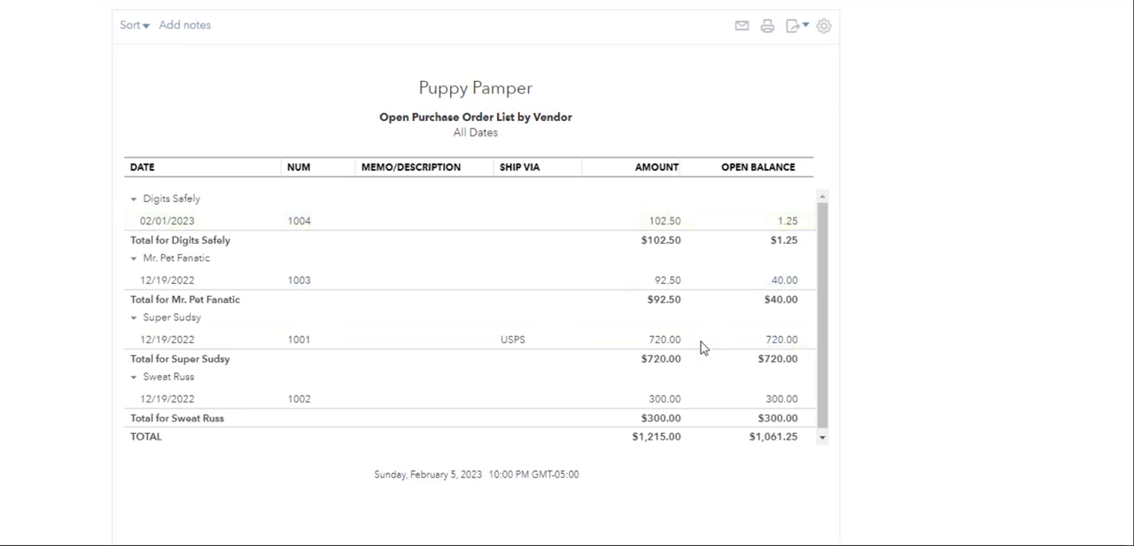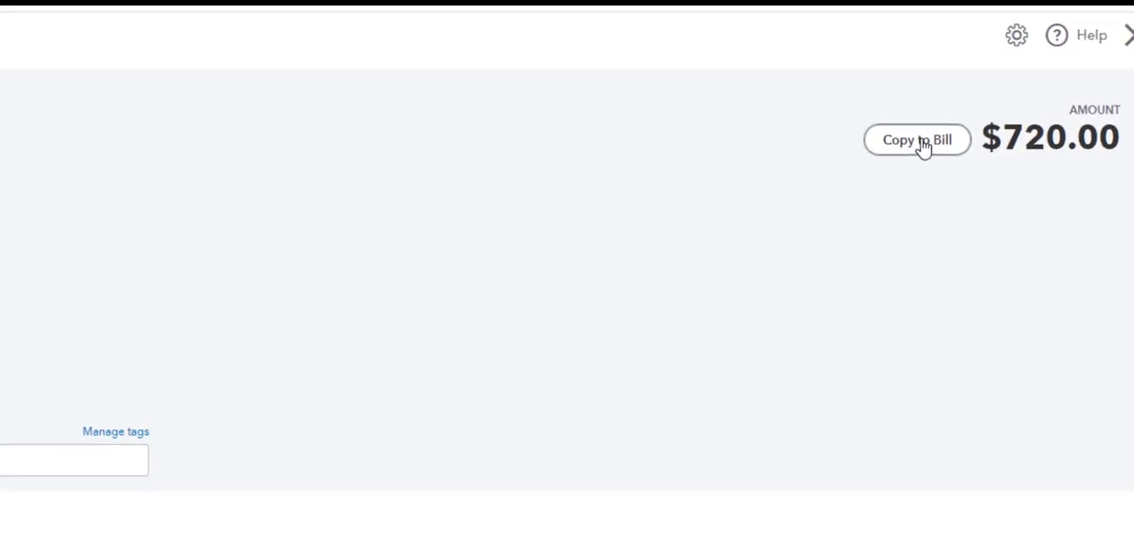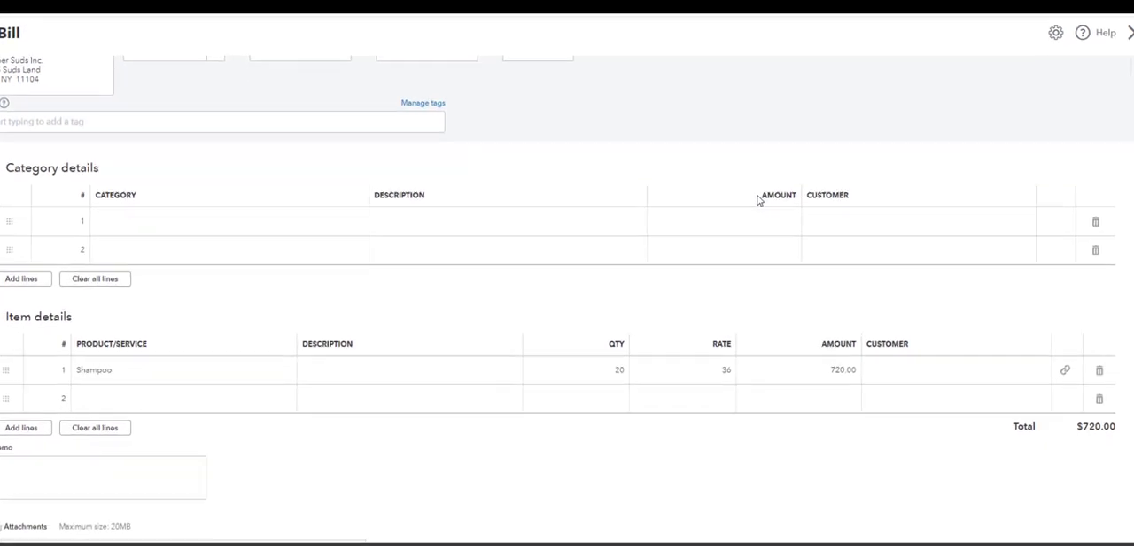Let's look at one that hasn't been received at all. Okay, let's say I want to receive it. The way you do it is not very intuitive. You copy it to the bill here. All right, and so this is setting it for payment, but if I didn't get all of it, I don't want to pay for stuff I didn't get.